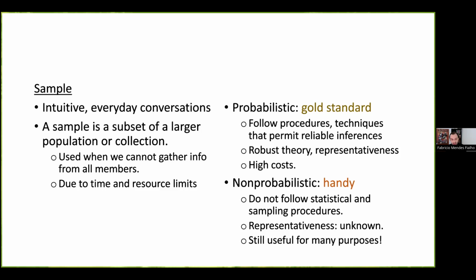There's a second family of samples, which is what I call here non-probabilistic samples. They are very handy, they are very easy to design, they can provide good insights, but they do not follow the same theory-derived procedures to decide who will be or not in that sample. So it's closer to what a convenience sample is, right?